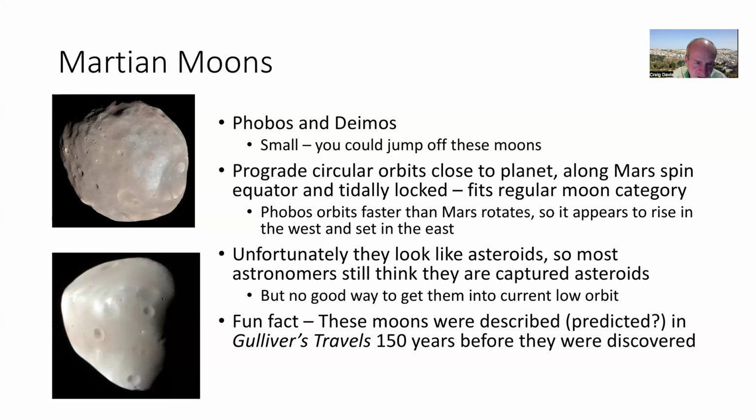Now, here's a fun fact about the Martian moons. These moons were described, maybe I should say predicted, in the book Gulliver's Travels about 150 years before they were discovered. The description in Gulliver's Travels of two Martian moons isn't exactly what Phobos and Deimos are, but it's really pretty close.